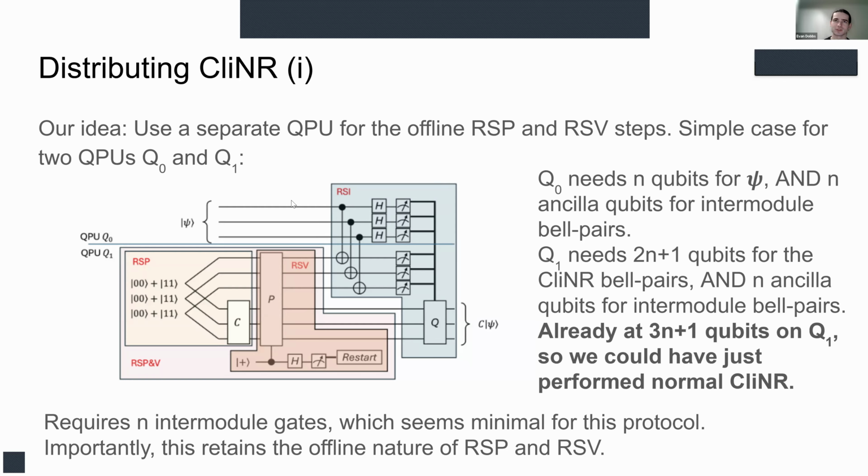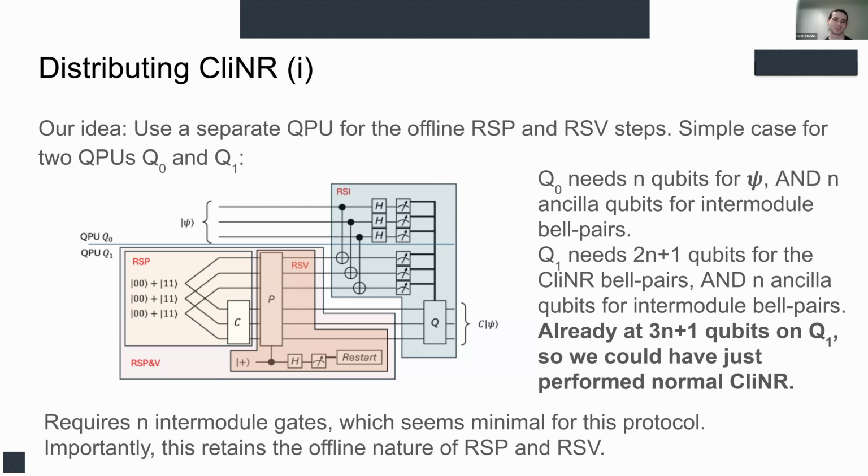But also we mentioned that photonic interconnects require ancilla. So what are the costs here? Well, for these intermodule 2 qubit gates, we now need this Q0 module not just to have n qubits for this register, but another n qubits for all of these intermodule gates. So you already have 2n in here. And then Q1, instead of having 2n plus 1 qubits, it actually has 3n plus 1 qubits, because you also need epsilon Q1 for these intermodule gates. And so now you have exactly the number of qubits that you already needed to do CliNR.